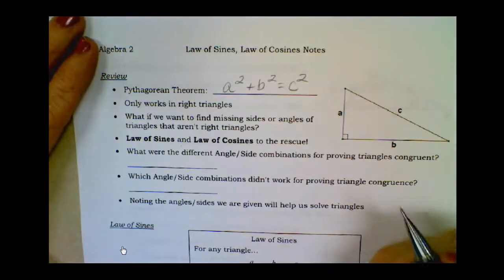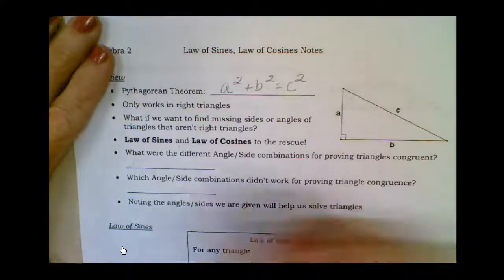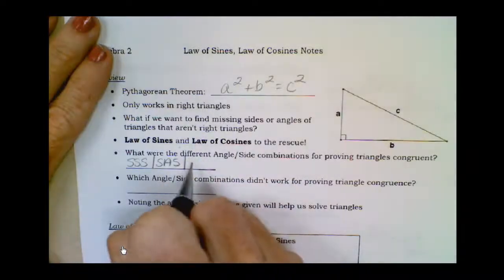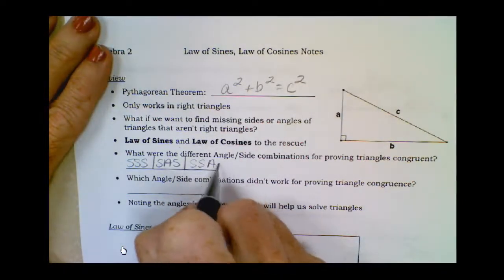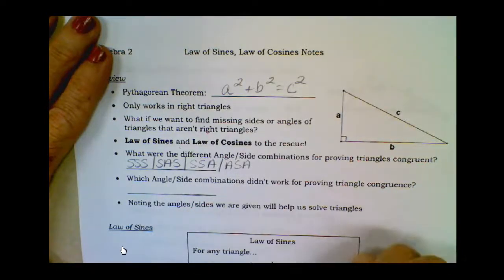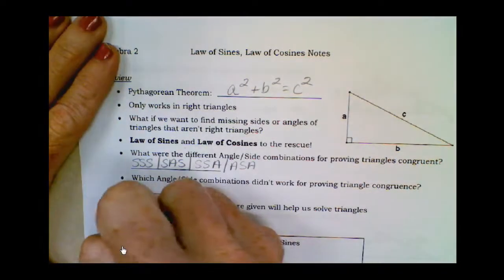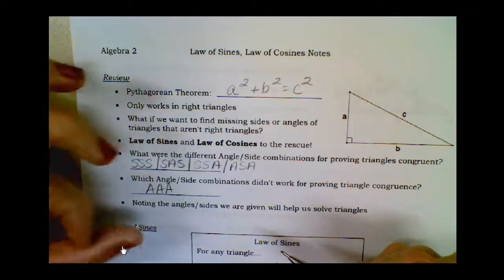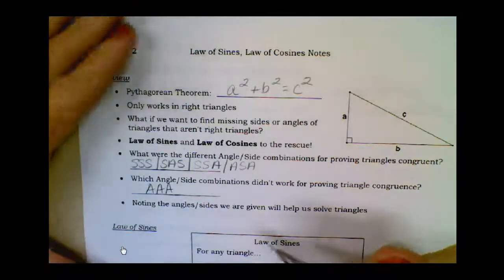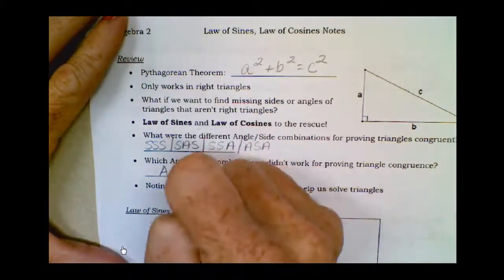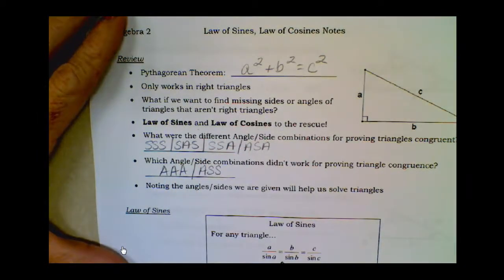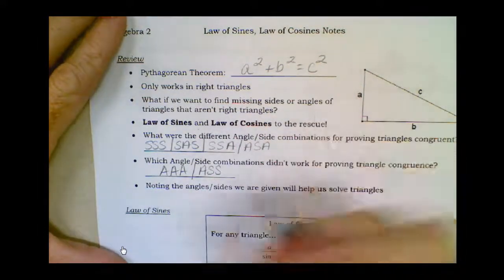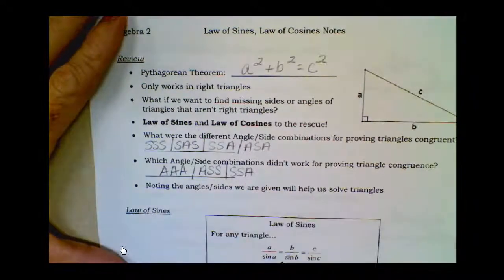One that we had that proved congruence was side, side, side; side, angle, side; and angle, side, angle. Those all did prove congruence, right? The two that didn't prove congruence were angle, angle, angle, because I could have two triangles that have the same degrees, but one is much smaller and one's much larger. They're just similar, they're not congruent. And the other one that didn't work is our donkey triplet, which is ASS or SSA. Neither one of those work, right?